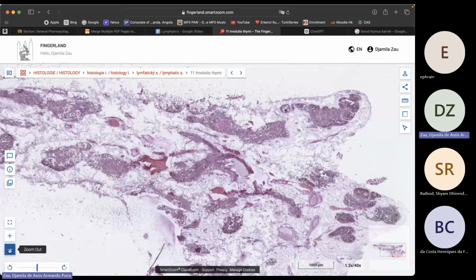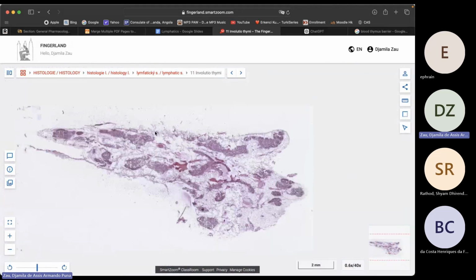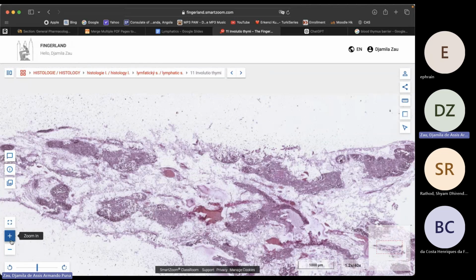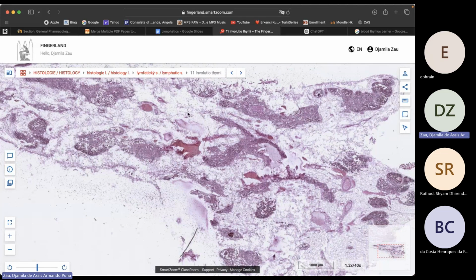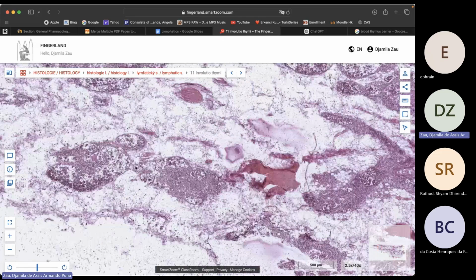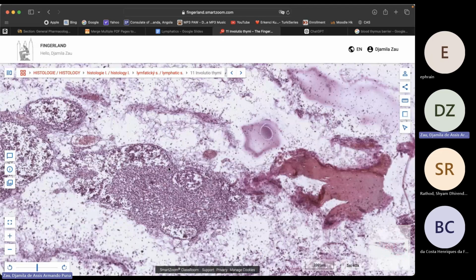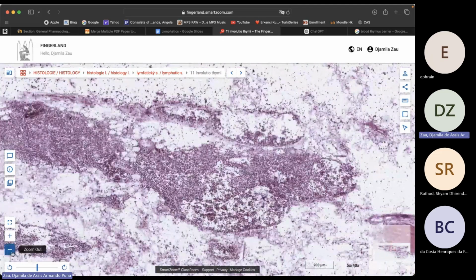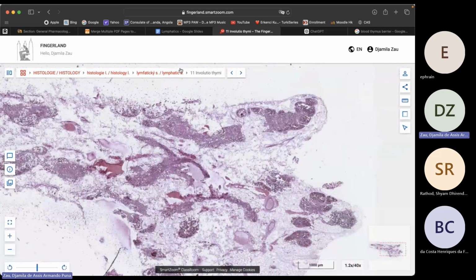If you recognize the thymus, there's no way you're going to be confused between a juvenile thymus and an involuted thymus. I mean, look at this. You cannot differentiate between the cortex and medulla here. You just can't. And there are so many adipose cells everywhere.